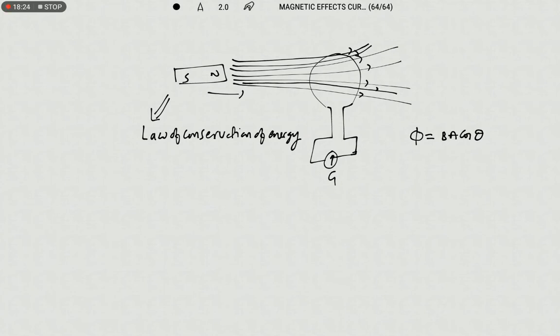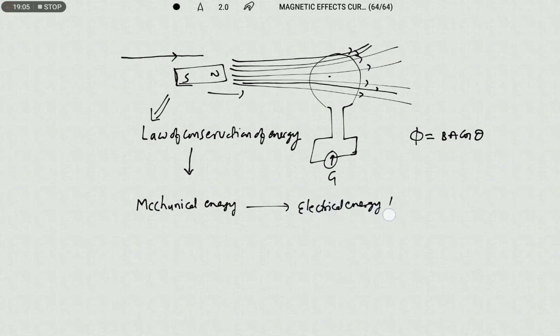Because to change the magnetic flux linked with the coil, we need to move the magnet by doing some work. Whatever work is done in moving the magnet or moving the coil leads to a change in magnetic flux linked with the coil. So the phenomenon of electromagnetic induction we can summarize like this: it is the conversion of mechanical energy into electrical energy.